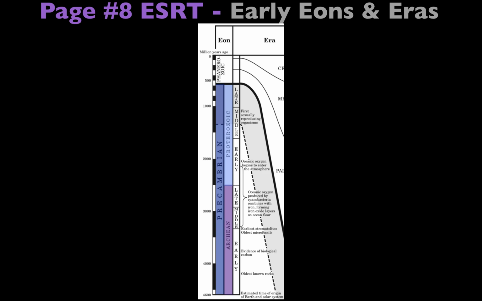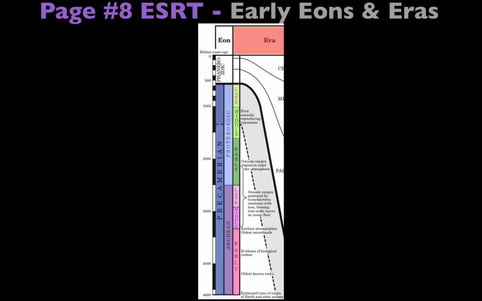And that brings us into a new column called an era. Eons are broken up into eras. And specifically, the Archean and Proterozoic eons are broken up into smaller eras to make everything a little bit more specific. So starting with the Archean, we have the early Archean, the middle Archean, and the late Archean. And then we have the early Proterozoic, the middle Proterozoic, and the late Proterozoic. So those terms, early, middle, and late, represent different eras.